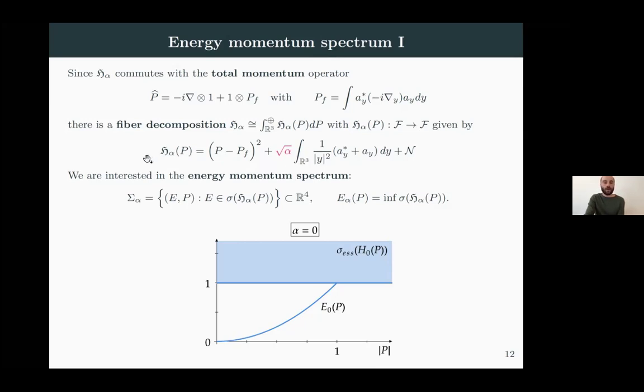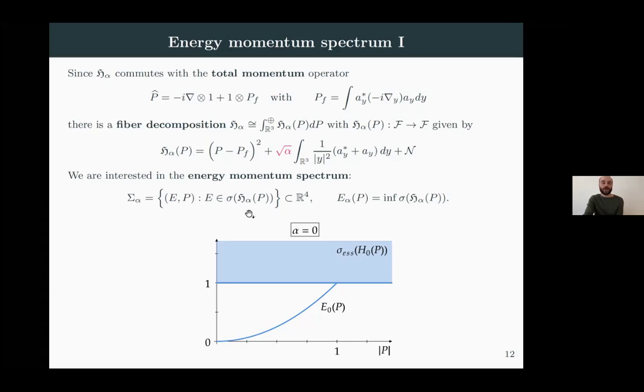And with these fiber operators, we can now define the joint energy-momentum spectrum in terms of all energies and momenta, so that the value E belongs to the spectrum of one of these operators that describe the system at total momentum P. And in particular, we'll be interested in the energy-momentum relation, which is defined as the lowest eigenvalue of these operators, the infimum of the spectrum, as a function of P.